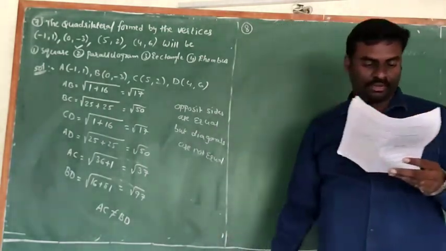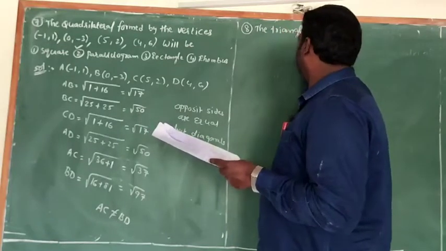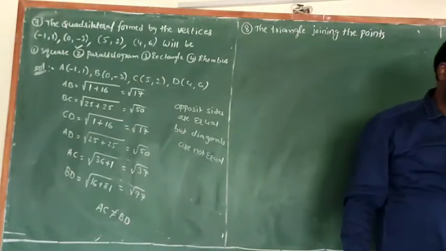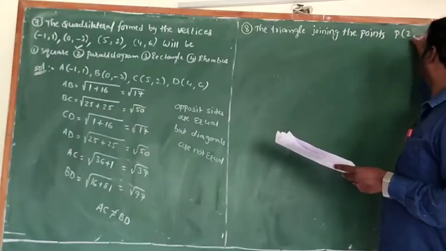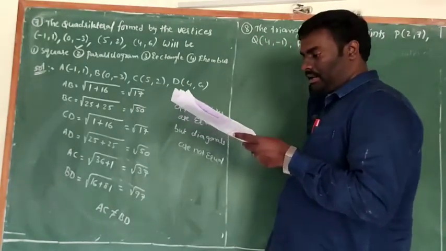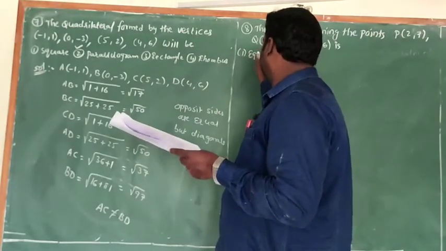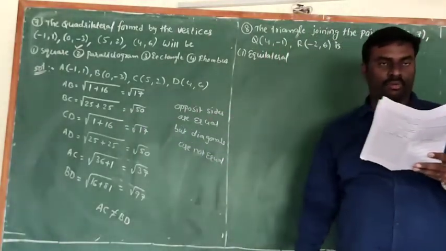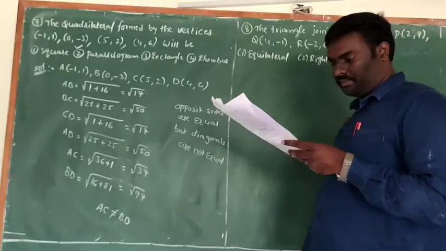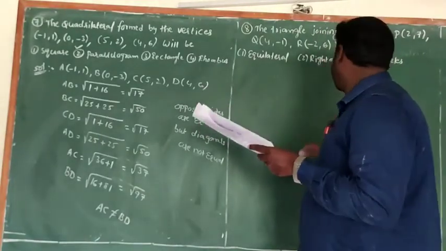Next, 8th question. The triangle joining the points P (2, 7), Q (4, -1), R (-2, 6) is: first option equilateral, second option right angle, third option isosceles, fourth option scalene triangle.